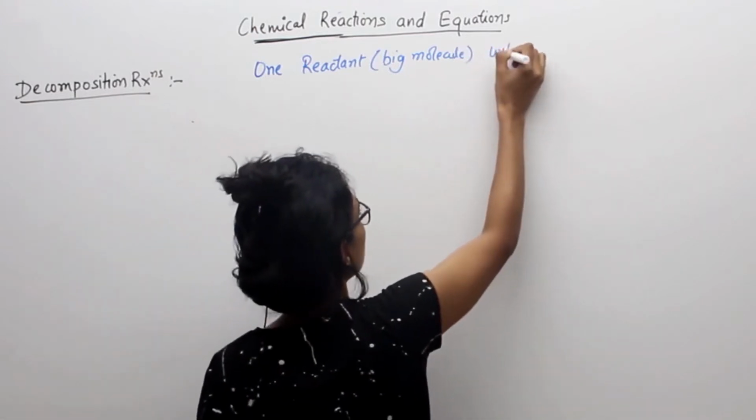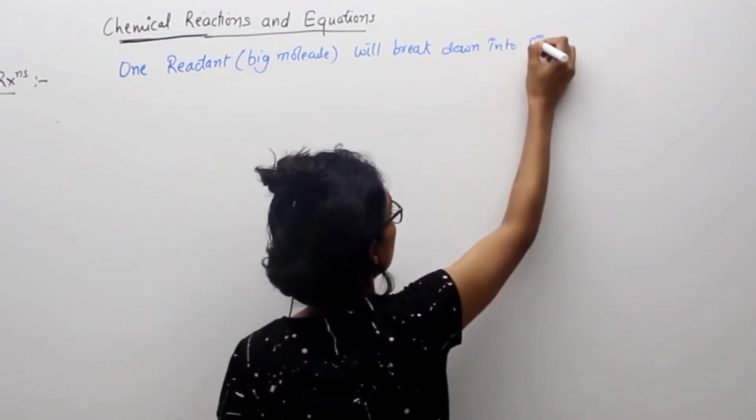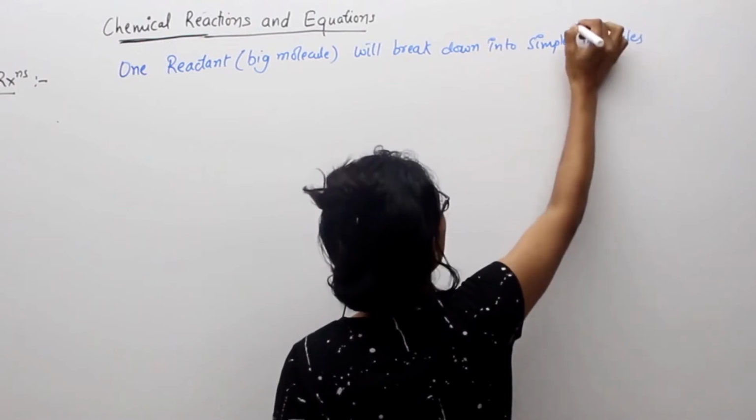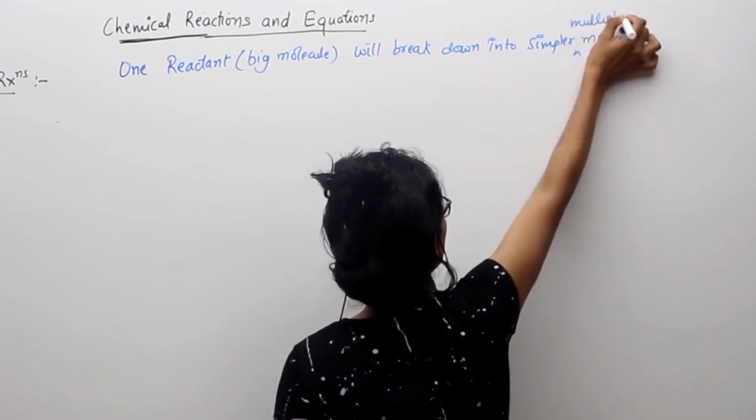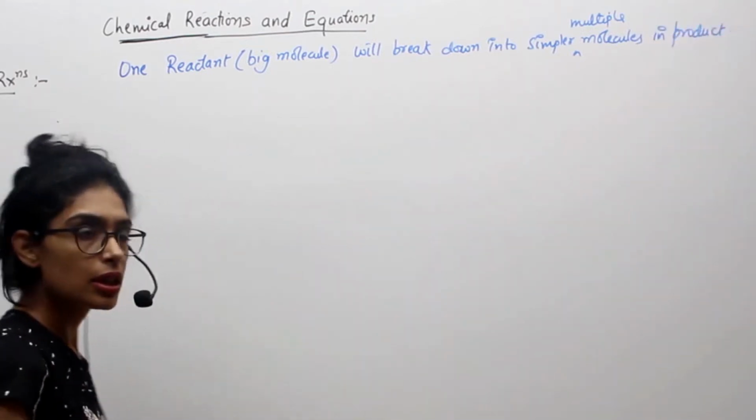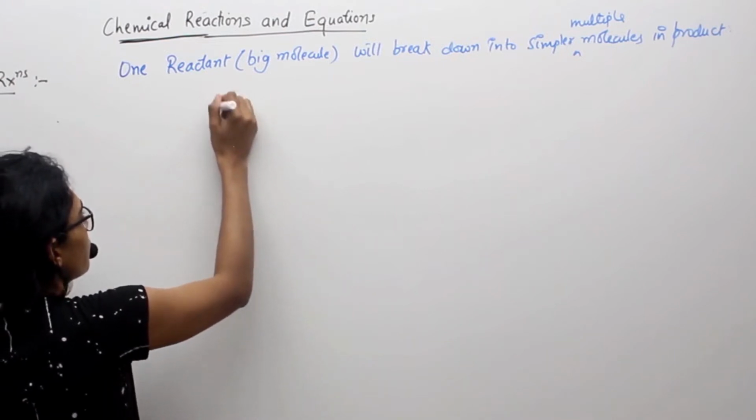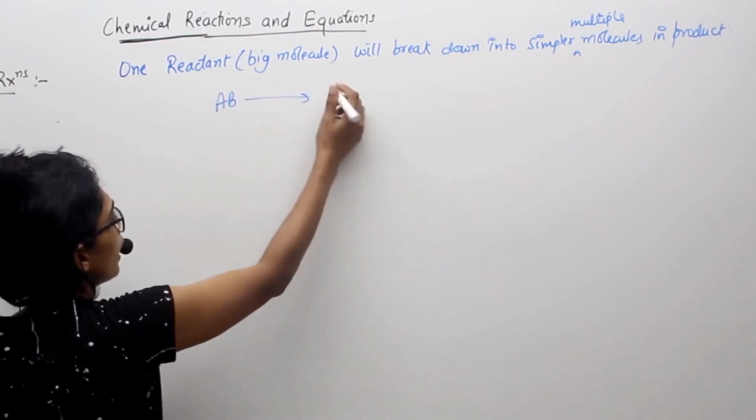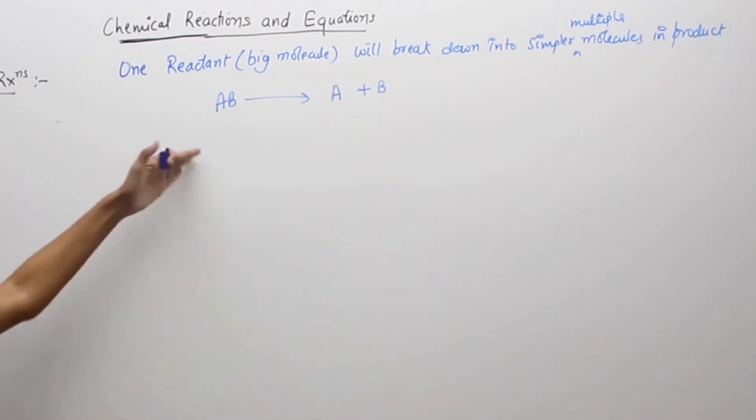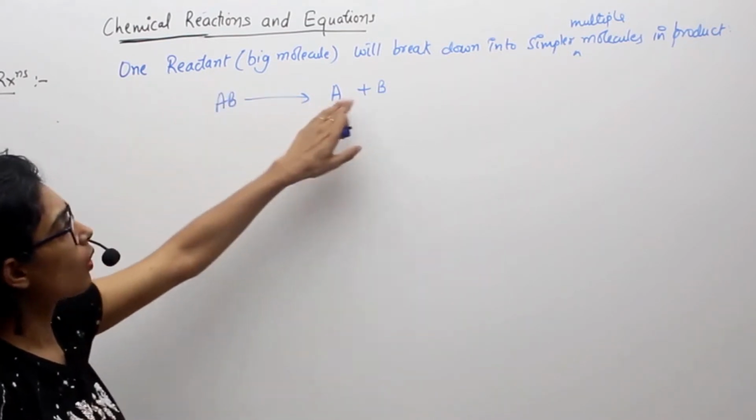In this, the condition will be that only one reactant will be there, one big molecule, which will break down into simpler multiple molecules in the product. Correct? For example, if I have, let's say, AB, this is one big molecule, and then it is breaking down into A plus B. Definitely this doesn't seem like a real reaction, but I've just told you for reference. AB was a big molecule, it broke down into A and B.